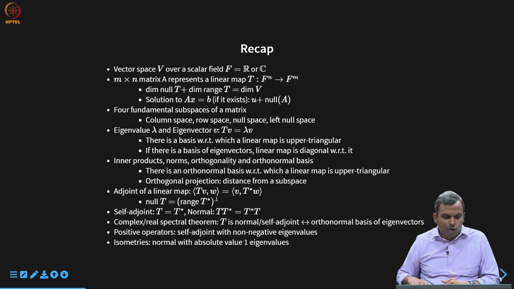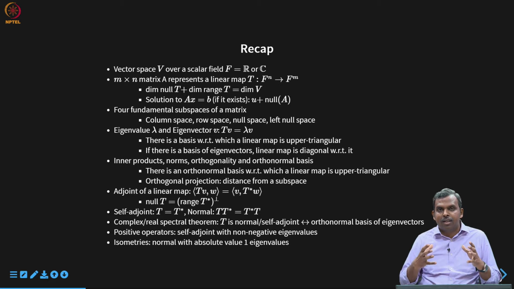Here's a quick recap of all that we've done so far. It's nice when the entire course is recapped into one page. You feel like you've got a good sense of what's going on. We've been looking at vector spaces over the real or complex field. We saw how a linear map has a matrix representation, and the fundamental theorem of linear maps, which is that the dimension of null plus range equals the dimension of V. It's very important. We solved linear equations using the null space idea and found all solutions. Then the four fundamental subspaces of a matrix give you an idea of how to think of the linear map. And then the important idea of eigenvalue and eigenvector.